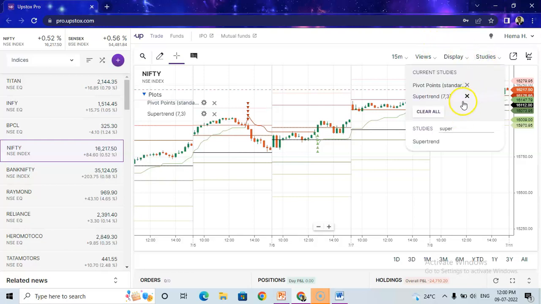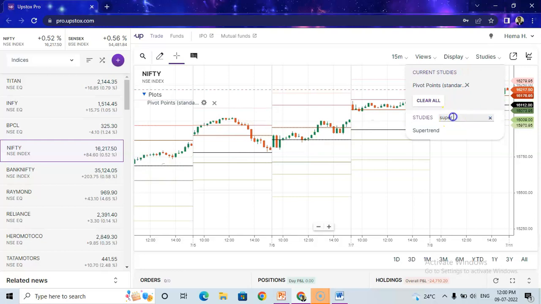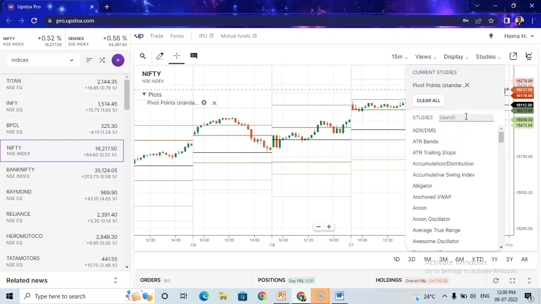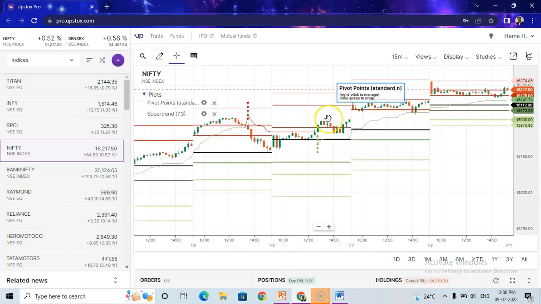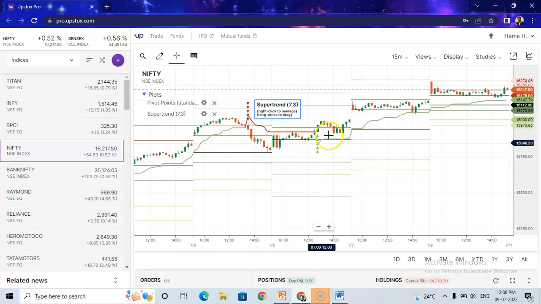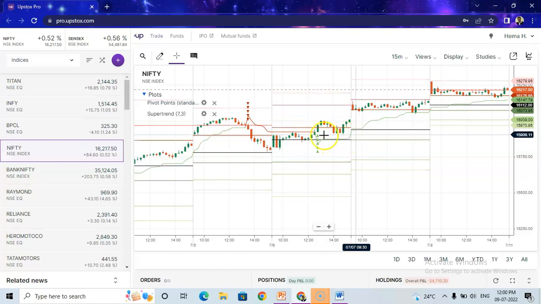So how to add the Supertrend here is, just go to study. If you go to study, here you have to just type Supertrend. If you type Supertrend, by default it will come like this. You can see here the red line and the green line. So this is the Supertrend.